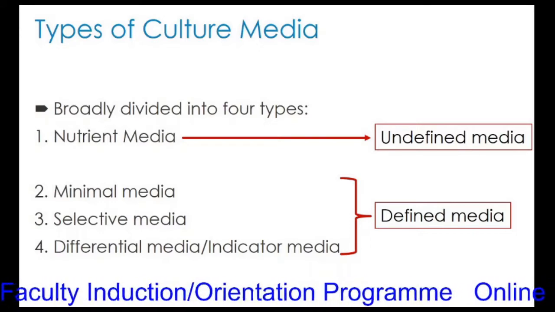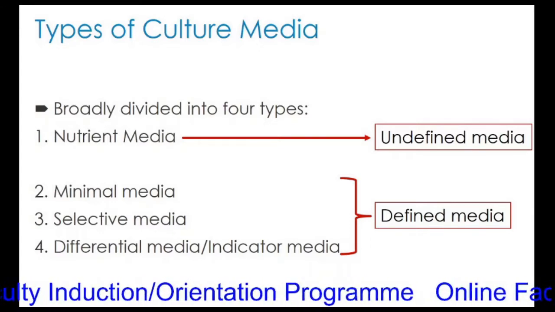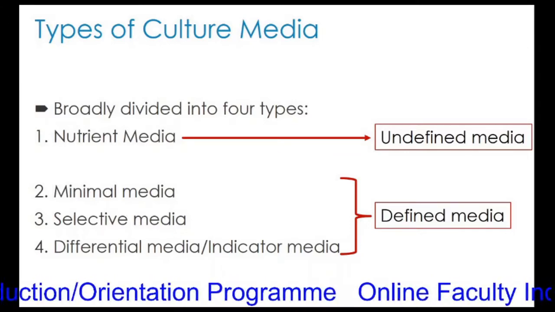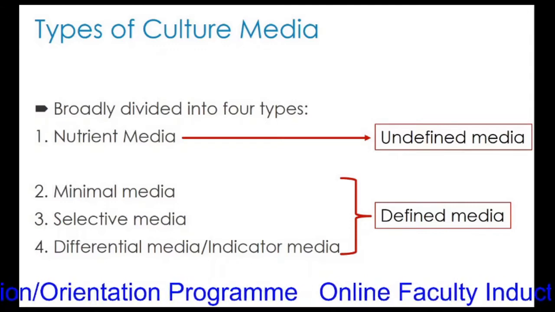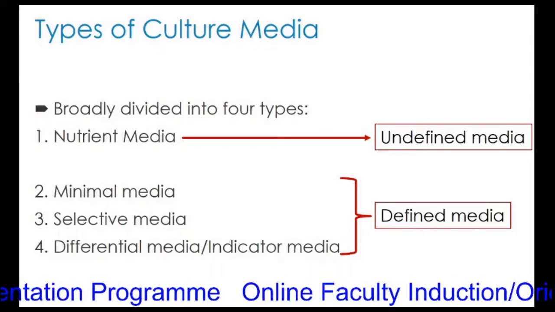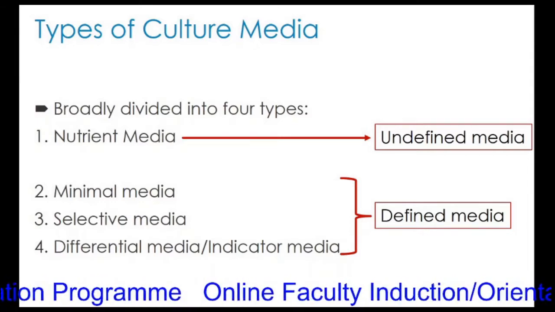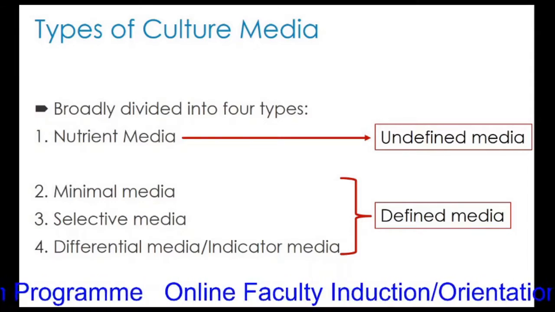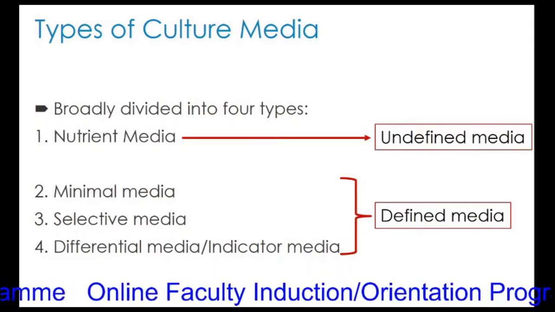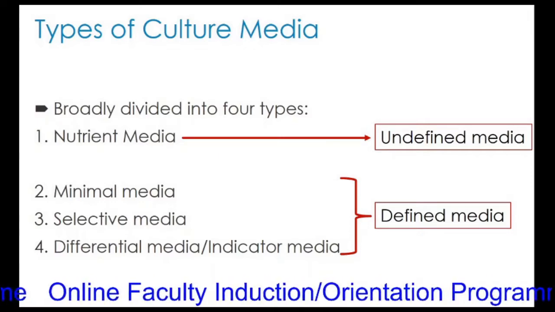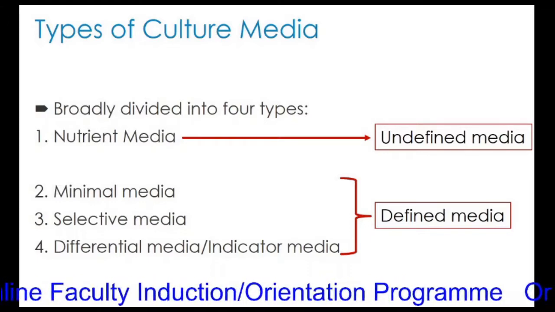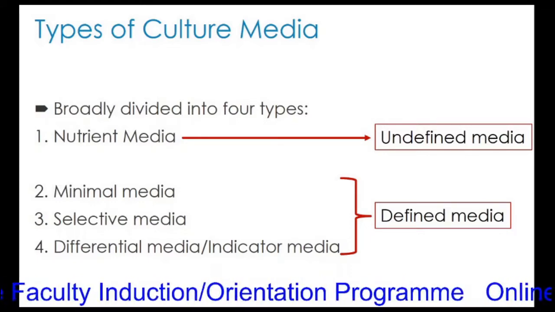The third is the selective media, which are used to grow only selective microorganisms. For example, if a microorganism is resistant to certain antibiotics, such microorganisms can be isolated using the antibiotics in the culture media. And the fourth is the differential media, also known as indicator media, which are used to distinguish one microorganism from another growing on the same media. These differential media are generally used in the biochemical characterization of microorganisms.